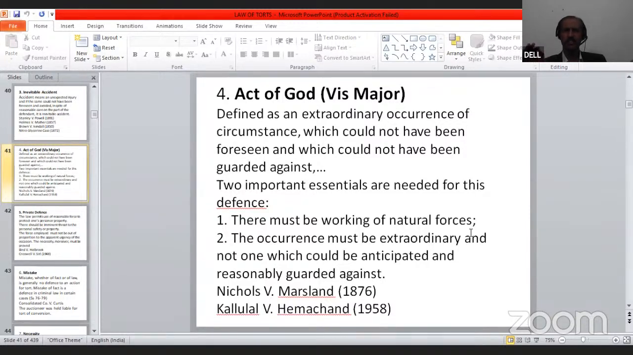It is defined as an extraordinary occurrence or circumstance which could not have been foreseen and which could not have been guarded against. We can foresee today, of course, that heavy rain is coming, they say flood can happen, volcano can happen. See, all this technology is there, of course, so we know, but we cannot prevent.